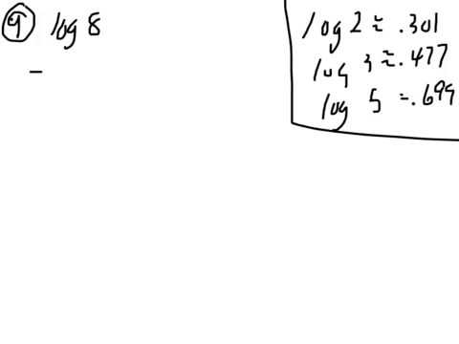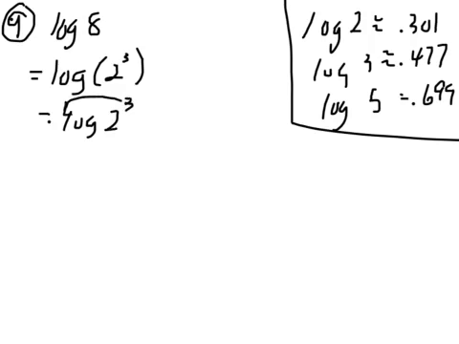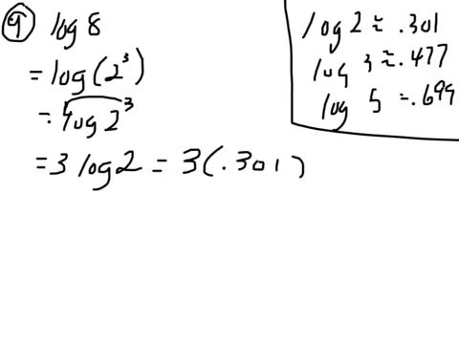So using the properties of logs, I could rewrite log 8 as log 2 cubed. Now, if you remember the log properties, that 3 can just drop out front. This is like the power property, and I can rewrite that as 3 log 2. Well, that's 3 times whatever log 2 is. If you look over here, log 2 is 0.301. So if I multiply that out, 0.301 times 3 is going to be basically 0.903. Okay, let's look at another one.